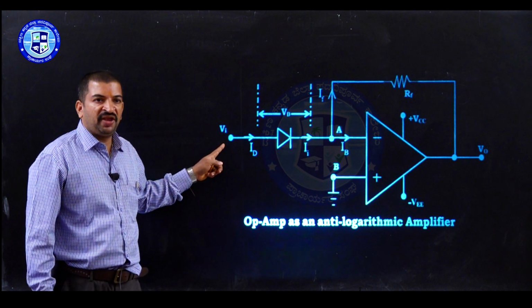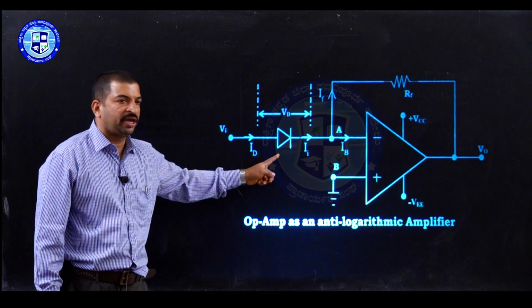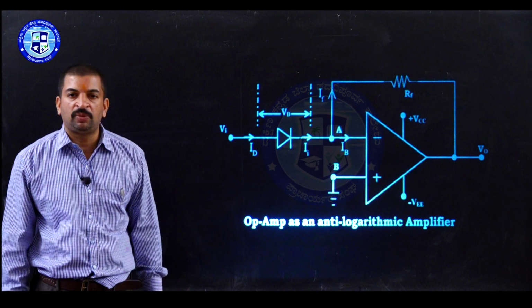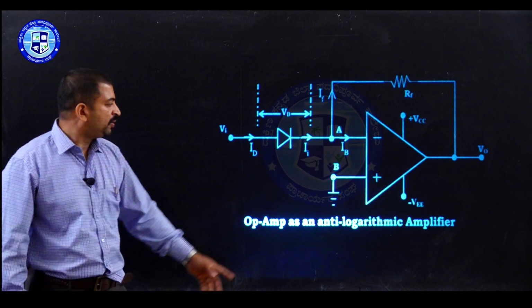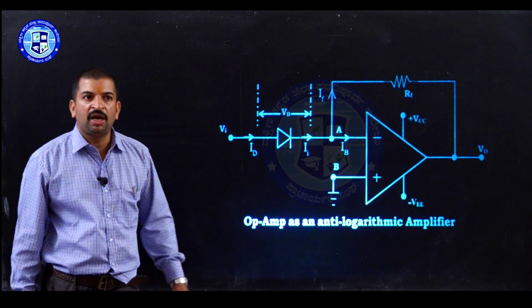The input voltage Vin is applied to the inverting terminal of the op-amp through the semiconductor diode. And Rf is the feedback resistor which is connected between the inverting terminal and the output terminal of the op-amp. The non-inverting input terminal of the op-amp is connected to the ground.